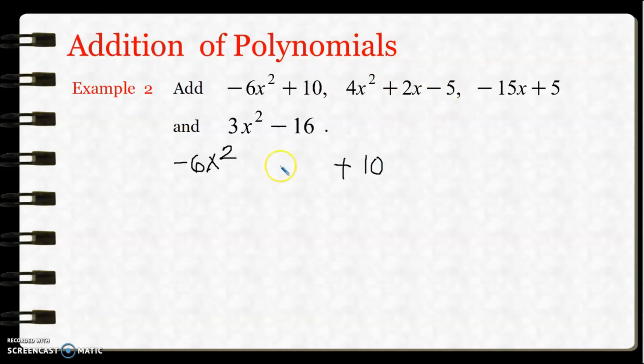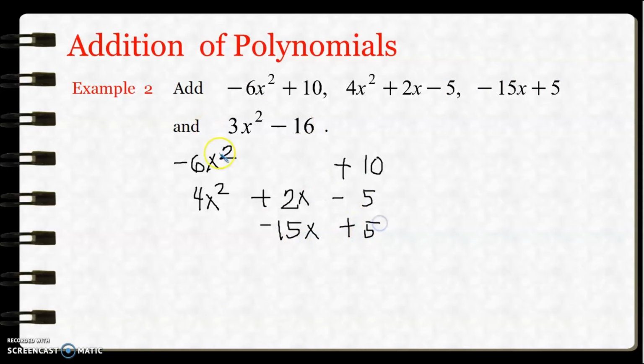We now proceed to the second polynomial. So, first niya ay 4x squared. Then positive 2x. And then negative 5. So, third is negative 15x plus 5. And last is 3x squared minus 16. So, makikita nyo dyan, naka-align yung similar terms. Kapag wala yun sa given polynomial, blank lang siya.